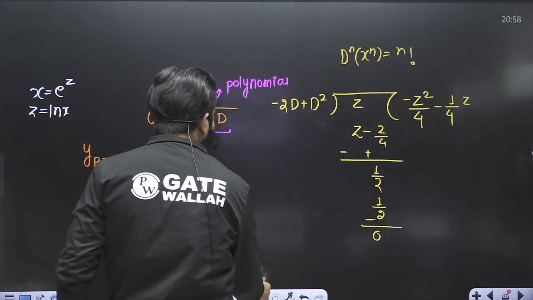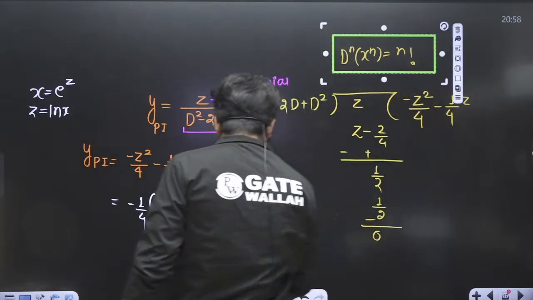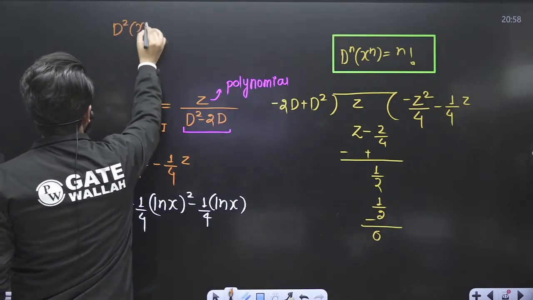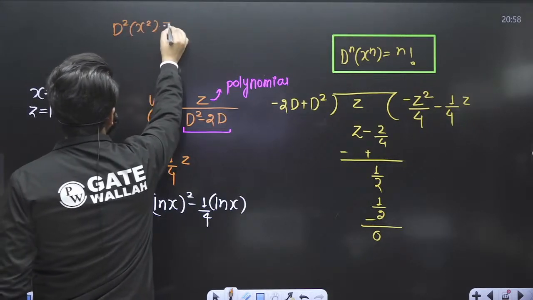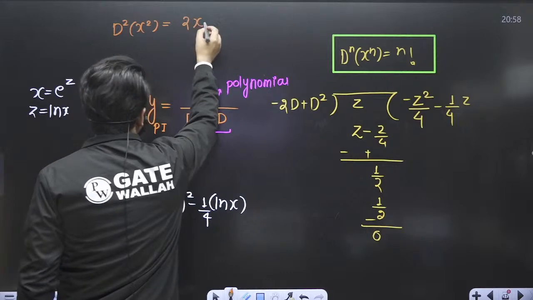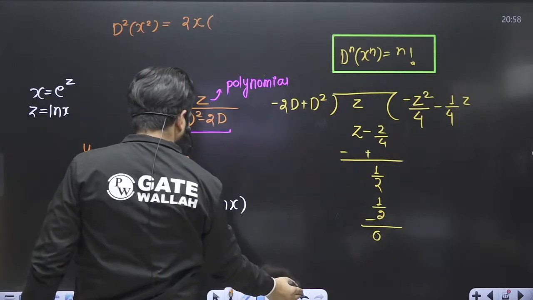You can follow this expression. Suppose you are writing a function as x square and differentiating it 2 times. What will you get? First of all, you will get 2x, then the differentiation of 2x again becomes 2.